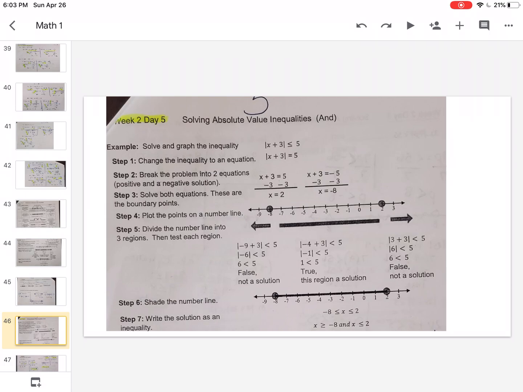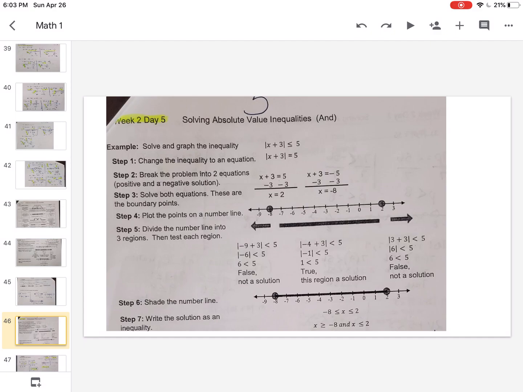Then we rewrite it, breaking the problem into 2, one with a positive 5, one with a negative 5. Then you subtract 3 from both sides and solve for x. Step 4, plot the points on a number line. Because it has that line underneath, it's also equal to, so you shade it in. Shade in the negative 8 and the 2.